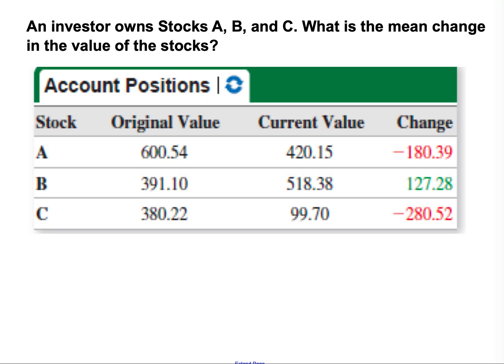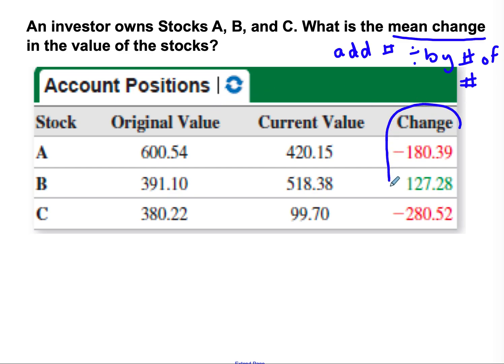Okay, for this one we have a story problem. It says an investor owns stocks A, B, and C. What is the mean change in the value of the stocks? Mean change. Mean means you add the numbers and you divide by the number of numbers. Okay, so that's what we're going to do. We are looking at the changes.